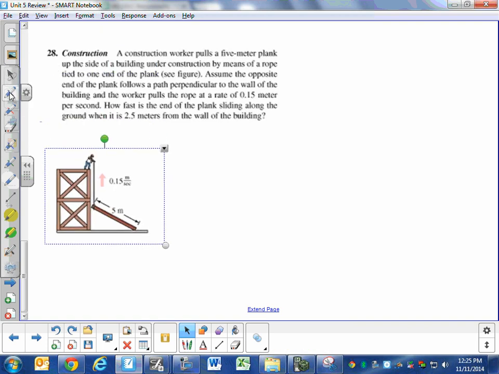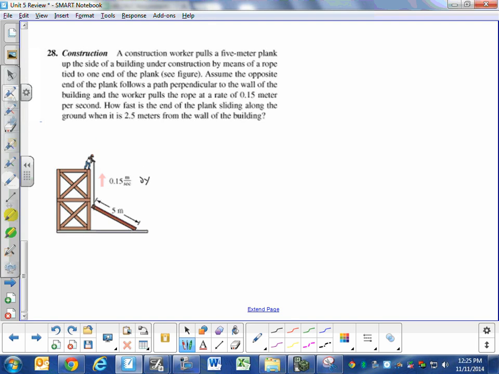All right. Construction worker pulls a 5-meter plank up the side of a building under construction by means of a rope tied to one end. Assume the opposite end of the plank follows a path perpendicular to the wall of the building. The worker pulls up the rope at a rate of 0.15 meters per second. Well, if he's pulling it up, I would say this is my dy/dt. How fast is the end of the plank sliding around the ground? So the question is, what is dx/dt?